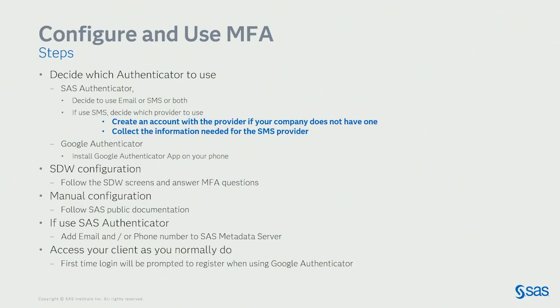If you use Google Authenticator, configuration-wise, it's much simpler. And you can use SDW, or you can do manual configuration. And if you use SAS Authenticator, because now you're going to send an email or text message to the client, you need to have the email and the phone number defined in the metadata server for that client. Then you can basically access your application. I'll do a demo for that. It's really straightforward and simple.